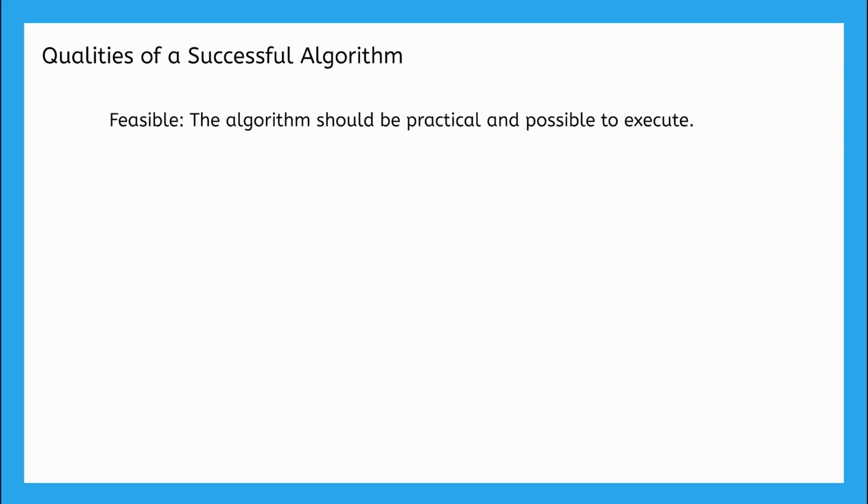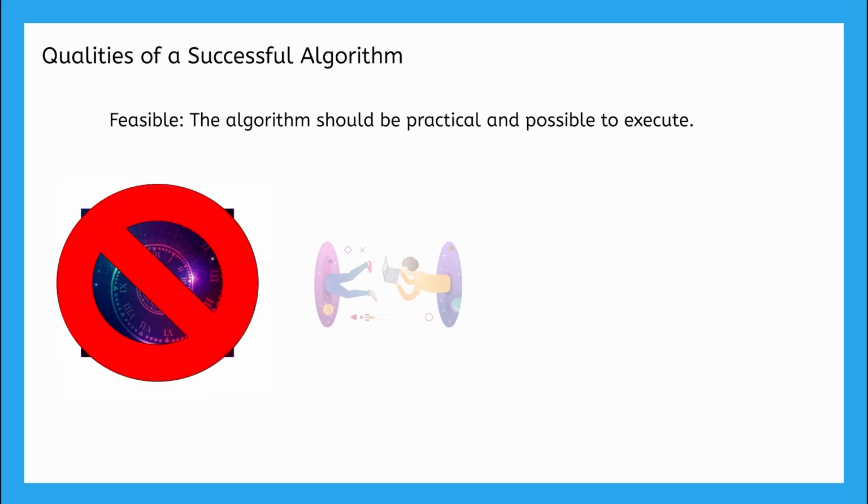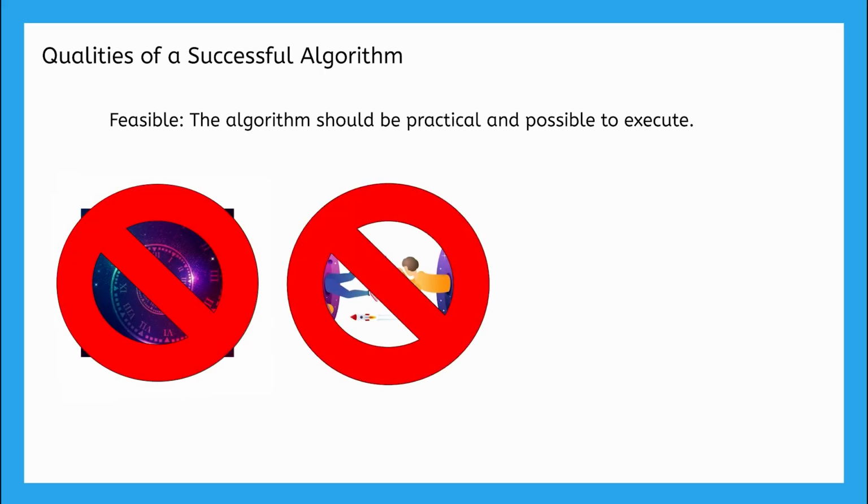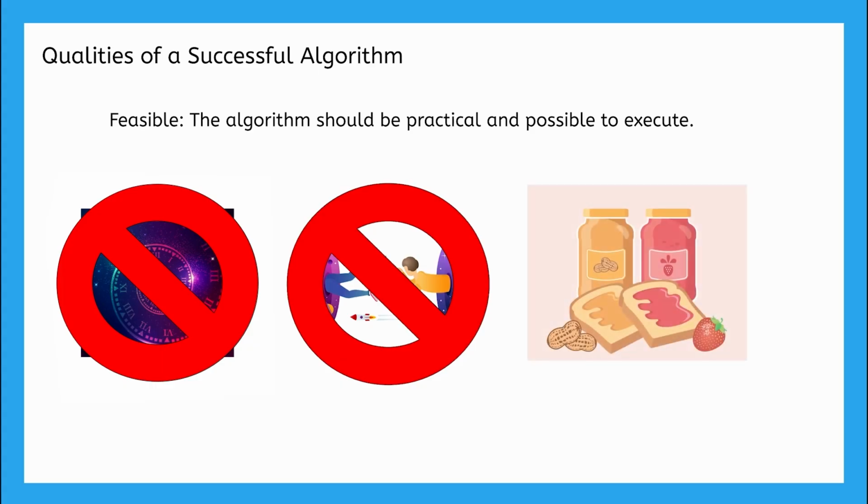And lastly, our algorithm must be feasible. This means that the algorithm must be practical and possible to execute. Since our peanut butter and jelly sandwich didn't include any time travel, teleportation, or anything that cannot be done at the present moment, I'd say making it was feasible.